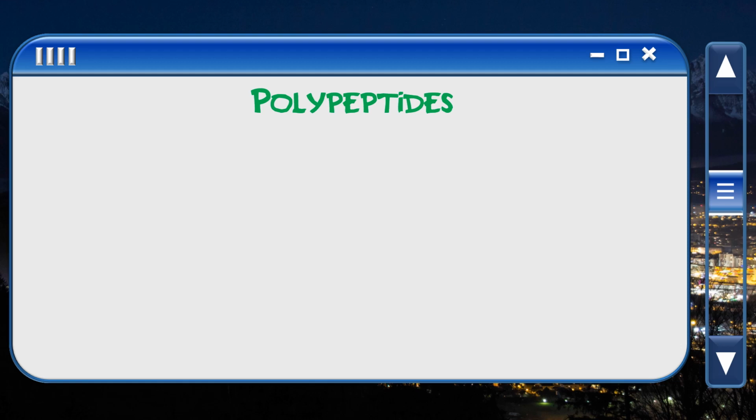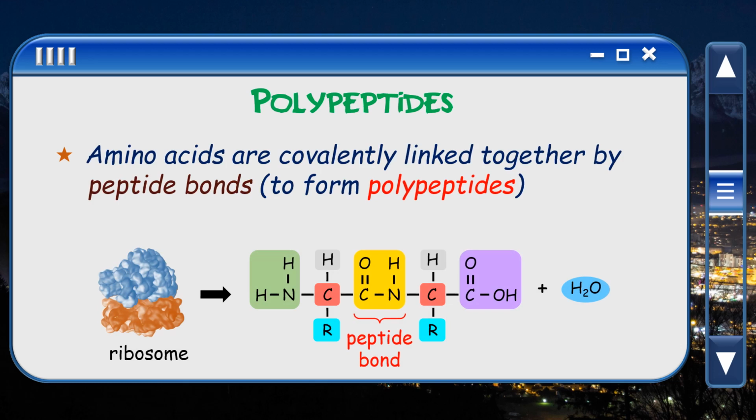We look now at the polypeptides. Amino acids are covalently linked together by peptide bonds to form polypeptides. So the amino acids are the ones that form the polypeptides, or the proteins; we can still say they are the monomers of the proteins.